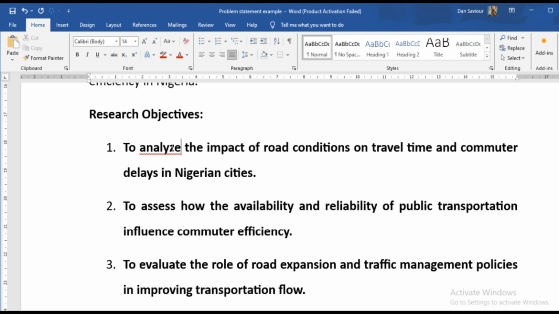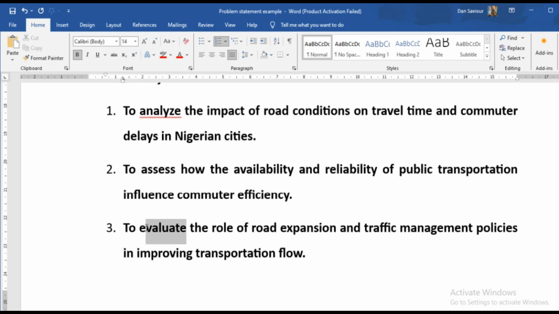You see that we are using these verbs here. These are the verbs that we use. If you are not using all these verbs here, you are actually not stating your research objectives well, right? Now, to evaluate the role of road expansion and traffic management policies in improving transportation flow.